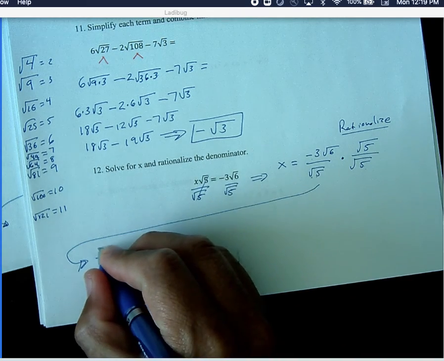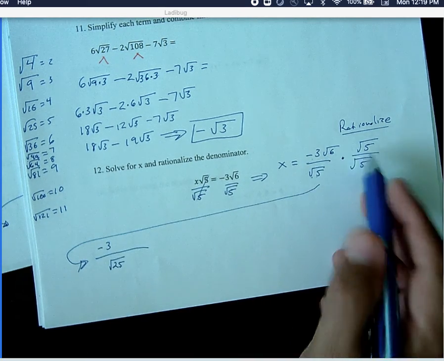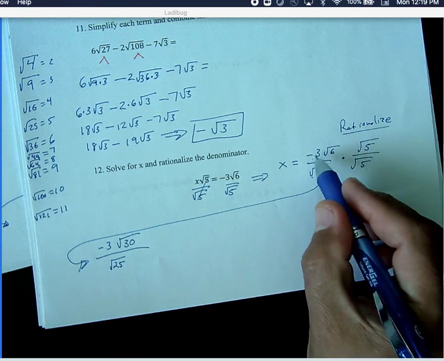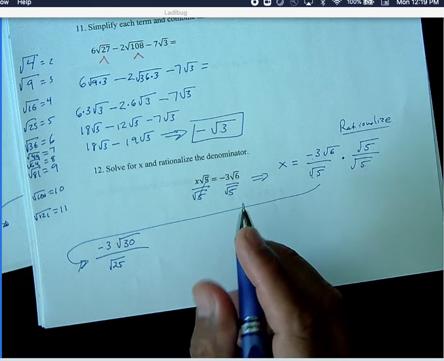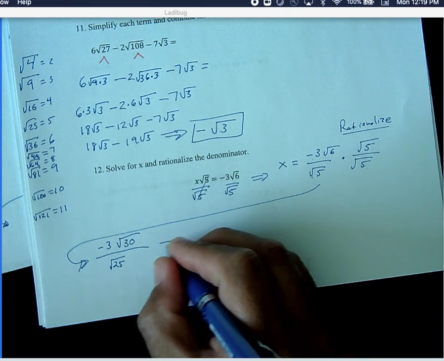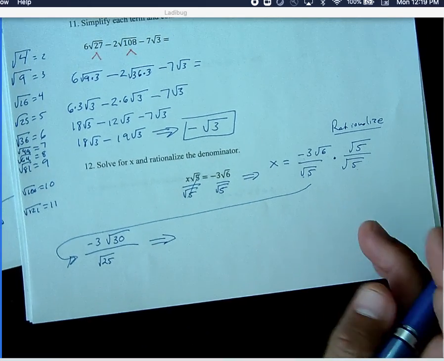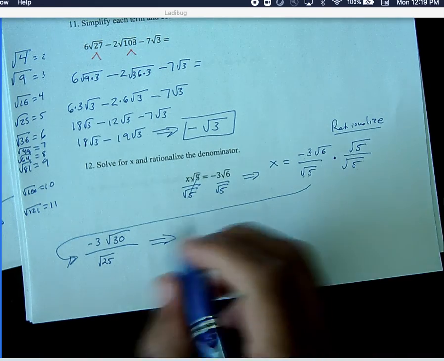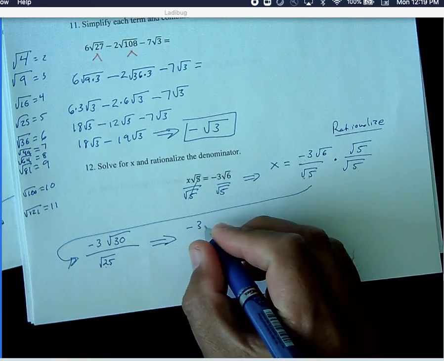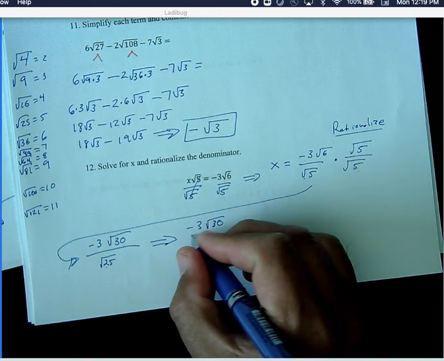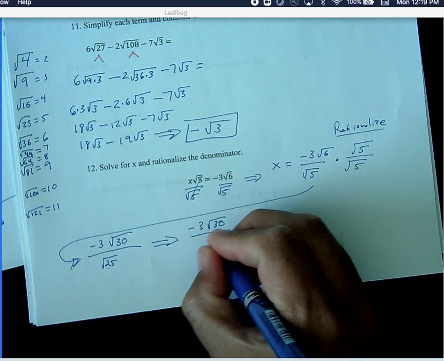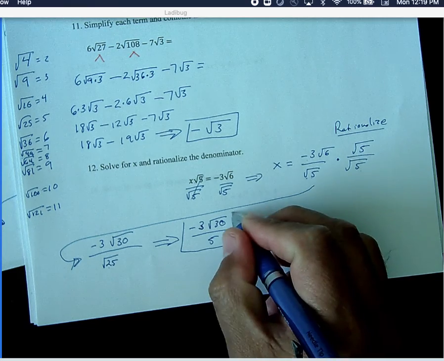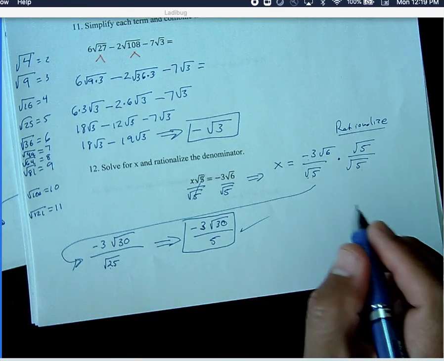I'm going to put them together. This would be negative 3. 6 times 5 is 30. I'm going to put them together because they have the same index, so you're allowed to multiply them and put them inside. So from here what happens? This simplifies. The top stays the same. There's nothing we can do. This becomes a 5. So like that. That would be the answer for 12.